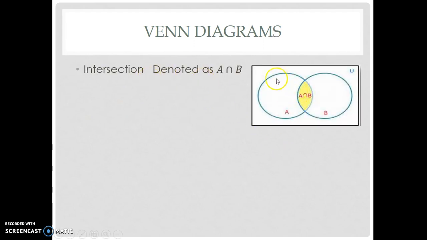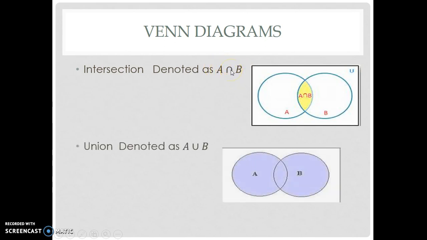When you have an intersection of A and B, it is denoted as A ∩ B. You could read that as A intersection B. It looks like an upside down U. And then we also have the union, which is denoted as A ∪ B. Okay, union, U. That is everything in A and everything in B.